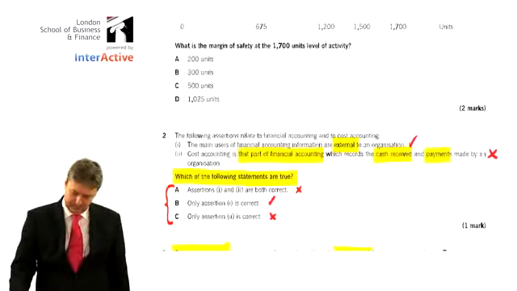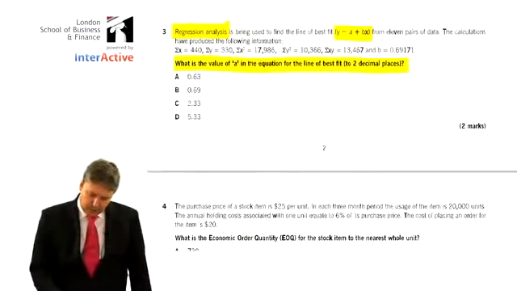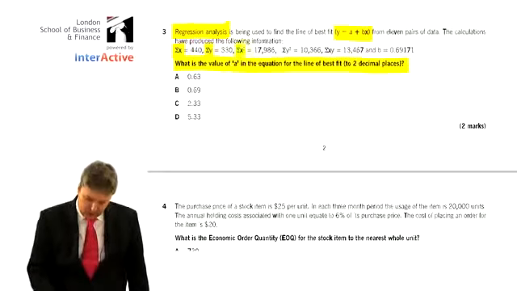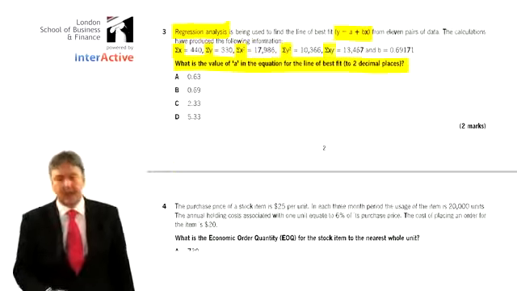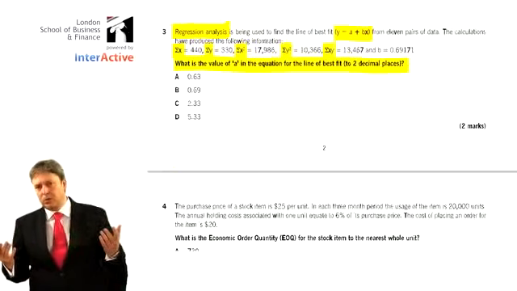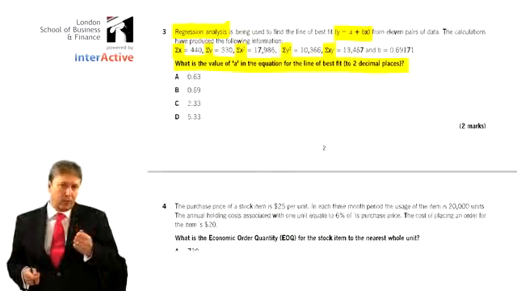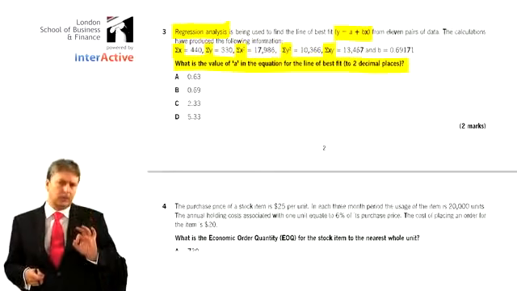Let's look at the information. The calculations have produced the following information. So we've got the sum of x, fine. We've got the sum of y. We've got the sum of x squared. And we've got the sum of y squared. Oh, we've also got the sum of xy. So we've got all of the key pieces of information that we may use for any of these formulae, either the B formulae, or the A formulae, or the correlation coefficient R formulae as well.